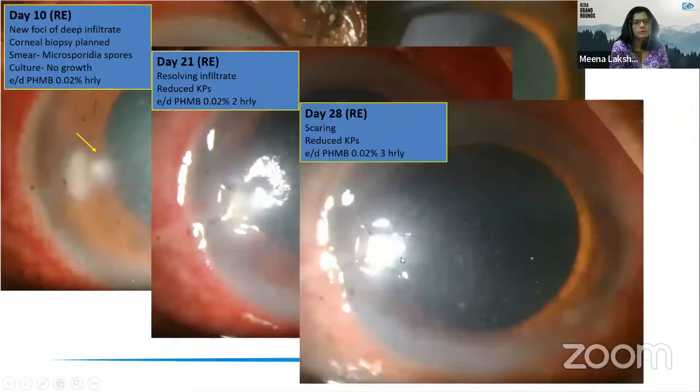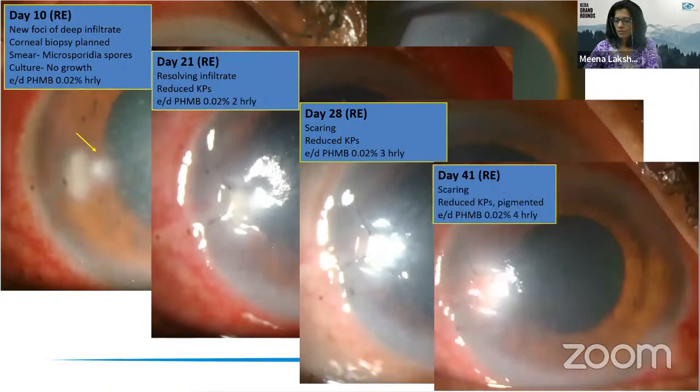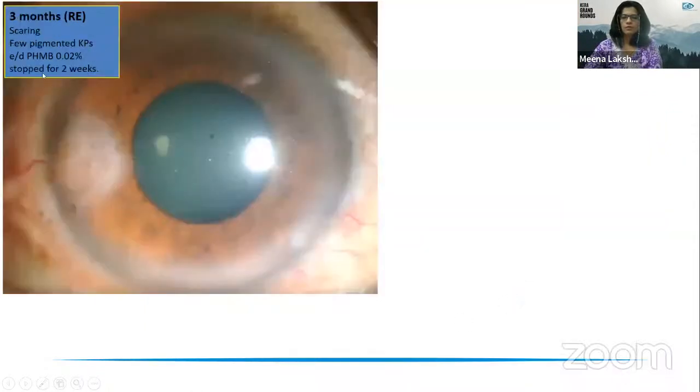And this is a day 28 picture. The patient was on PHMB alone. And here you can see, along with cycloplegia, the AC inflammation has remarkably reduced with decrease in the infiltrate. This is a day 41 picture where you can see only the presence of a few pigmented KPs along with vascularization and scarring in the cornea. This is the 3 months picture, where the patient had stopped PHMB 2 weeks back. Only a few pigmented KPs at the center with a well vascularized corneal scar.